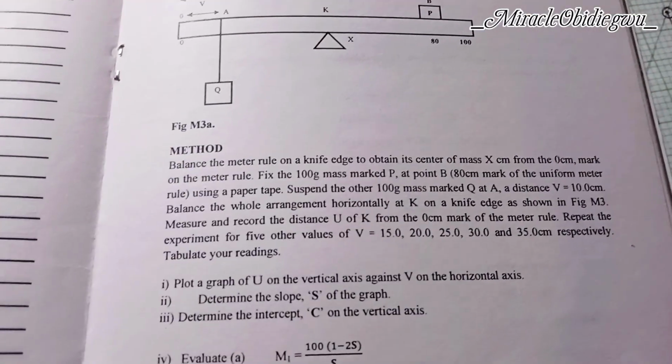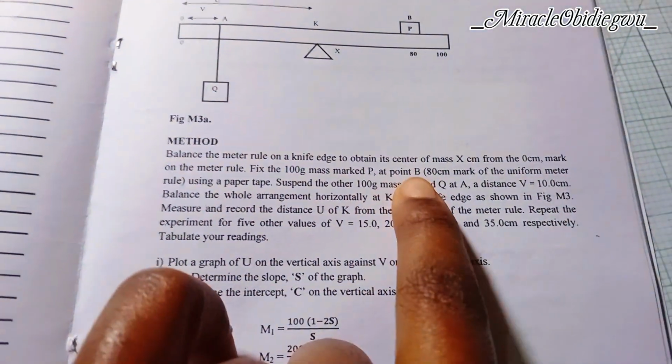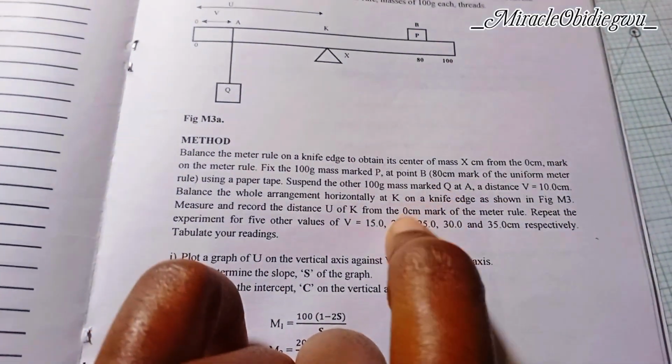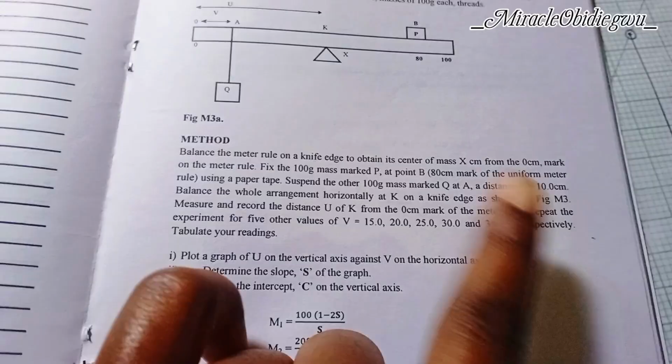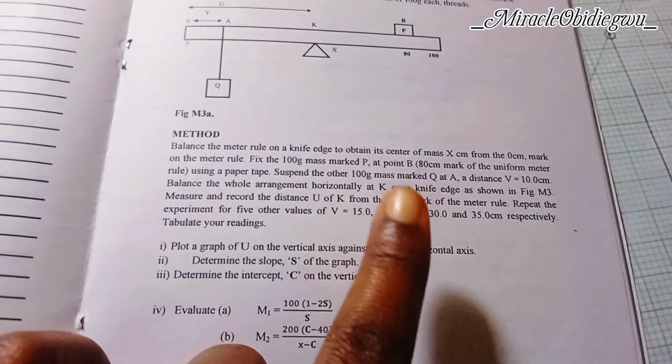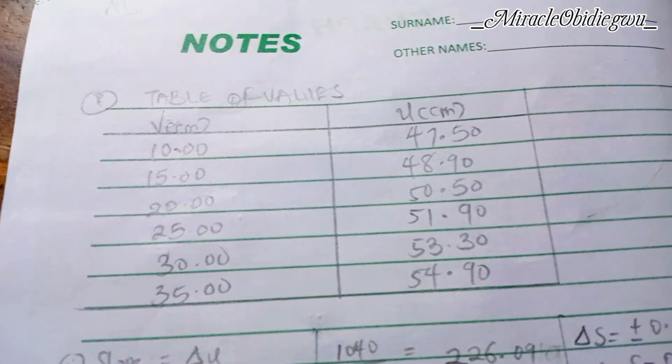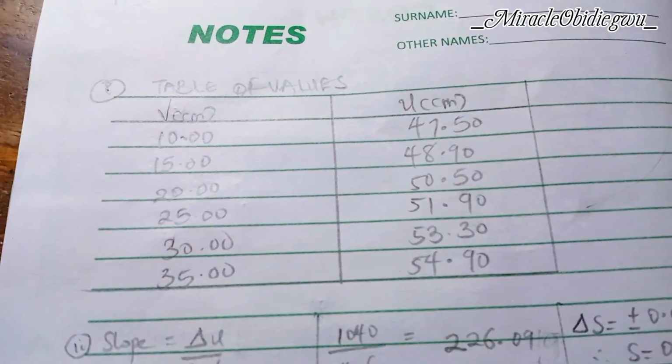But before you do this, if you go through the instructions given, you were told what to do. So by now you have your table of values. You keep your permanent point at 80 cm. Then you get for 10, 15, 20, 25, 30 and 35. So this is how the table of values, V and U, looks.